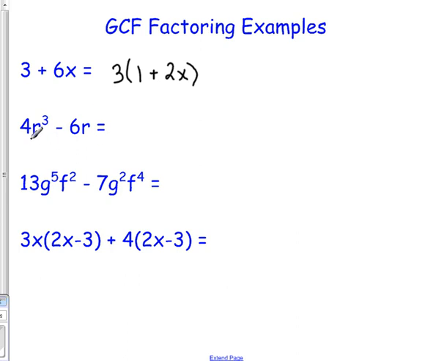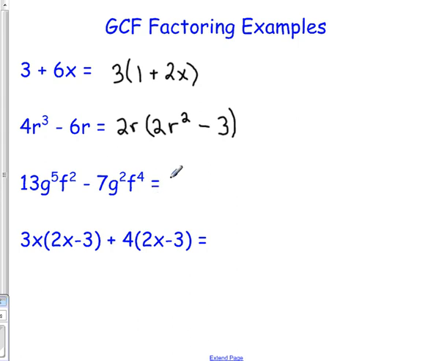Okay, here, I know 4 and 6 are both divisible by 2, so I'm going to take the 2 out. And then r to the third and r are both divisible by r. So if we take the 2r out, 4 divided by 2 is 2. R to the third divided by r is r squared. And then minus, well, 6 divided by 2 is 3, and r divided by r is nothing. So it would be minus 3. If you distribute that 2r in, you get 4r to the third minus 6r.